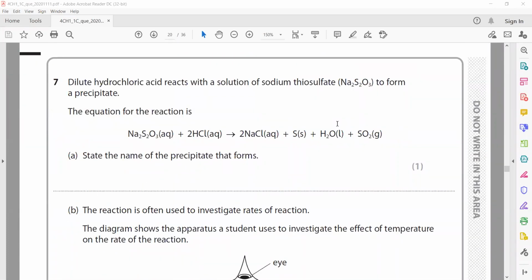Dilute hydrochloric acid reacts with a solution of sodium thiosulfate. A precipitate is formed. State the name of the precipitate. Precipitate means when we mix two or more solutions, a solid is formed. So the solid, as you can see from the state symbol, sulfur is a solid. So sulfur is actually the precipitate.